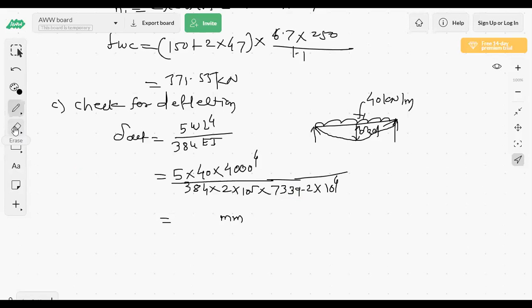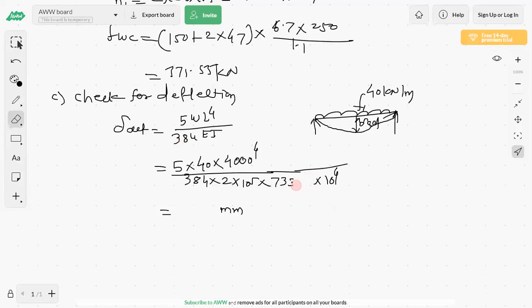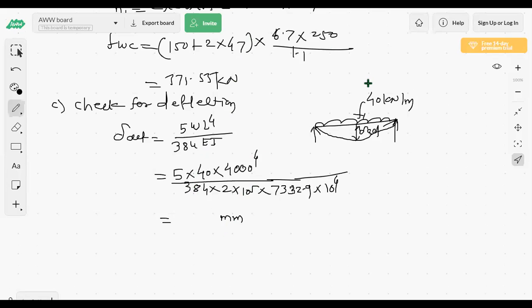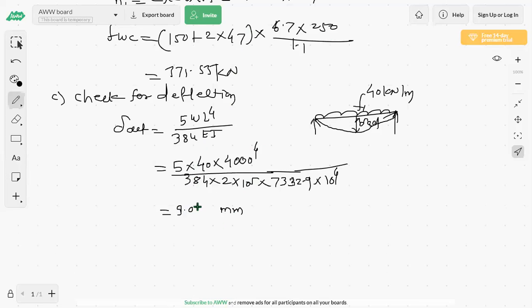Okay, correct, and tell me the answer. So how much is the actual deflection in mm? 9.09. 9.09 is the actual deflection. Is this correct? Anyone? Okay.